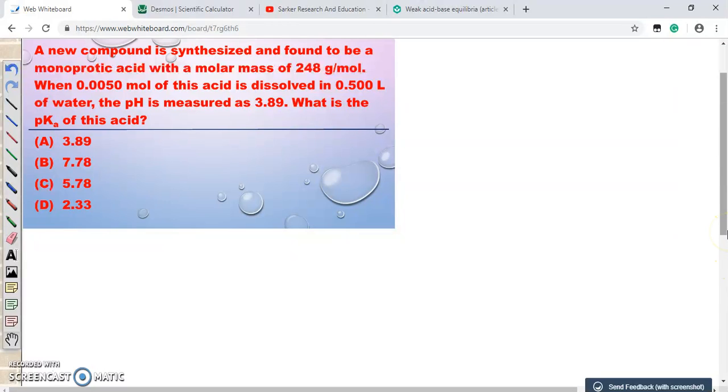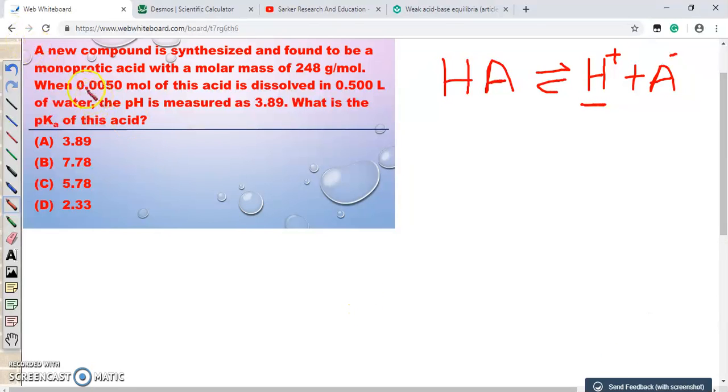So, a monoprotic acid is usually written as HA. When dissolved in water, it dissociates to a proton and its conjugate base. Monoprotic: mono means single, and protic in terms of protons, so it gives rise to a single proton.